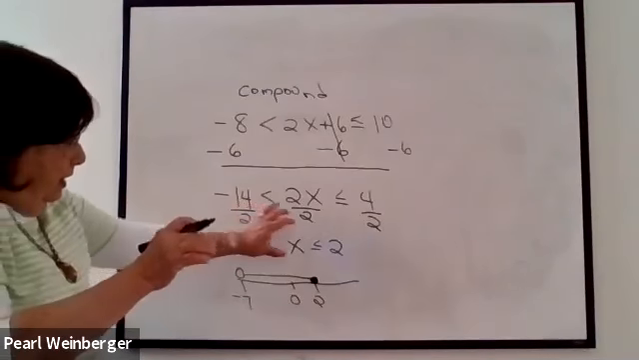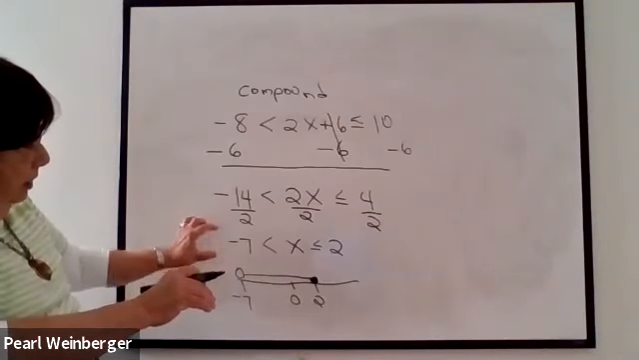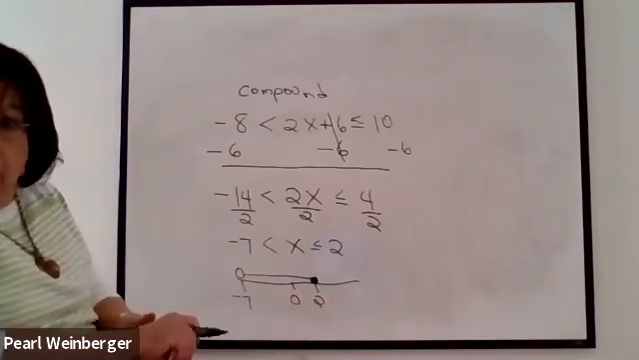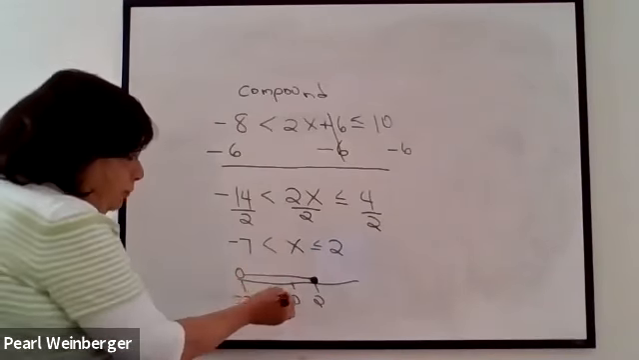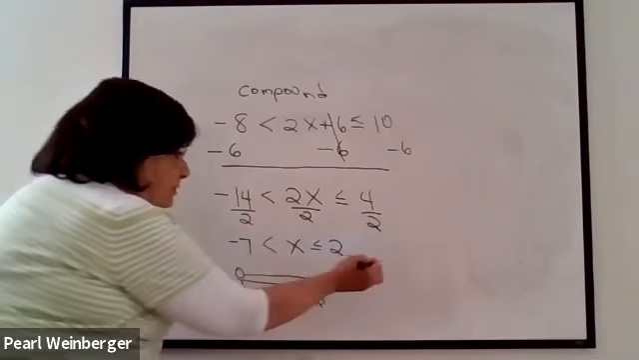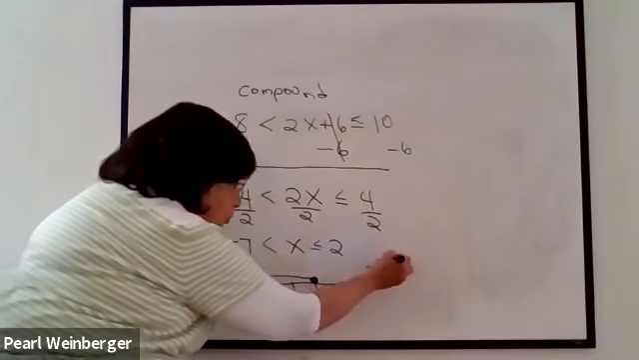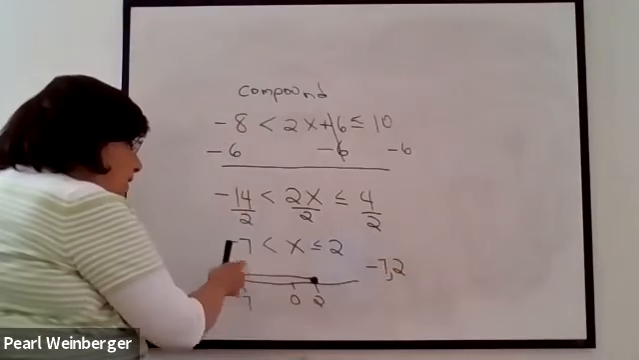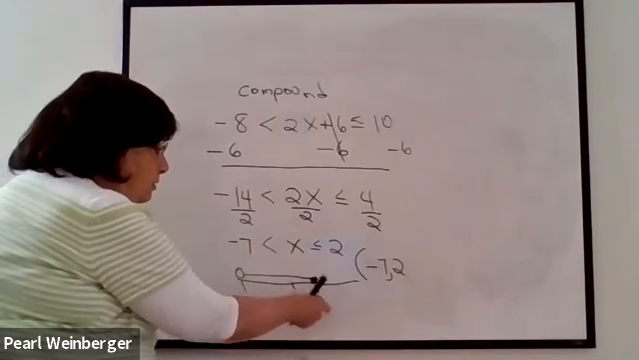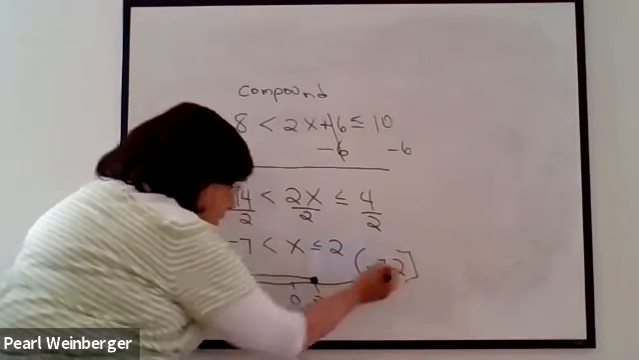So my number line fits my inequality, and my interval fits there also. Here's my interval. The left side of the interval is -7. The right side of the interval is 2. Since this -7 had an open circle, it's a parentheses. Since the 2 had a filled-in circle, it's a bracket.